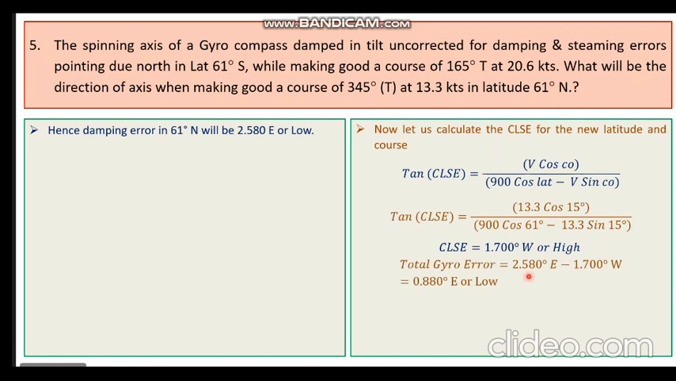So we now have both the errors available to us. Damping error is 2.580 east. So we have it here. And the steaming error is 1.7 degrees west. So when we combine both these errors, since they are of opposite names, we will subtract the smaller one from the bigger one. So 2.58 minus 1.7 gives the error as 0.880 degrees. The naming is given of the higher magnitude, which in this case is east. So the total resultant gyro error is 0.880 degrees east.